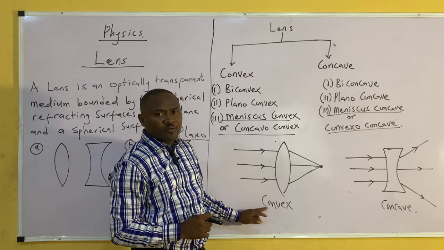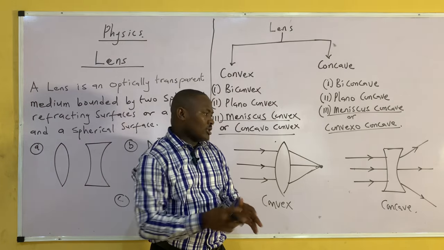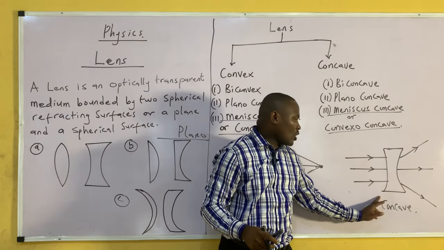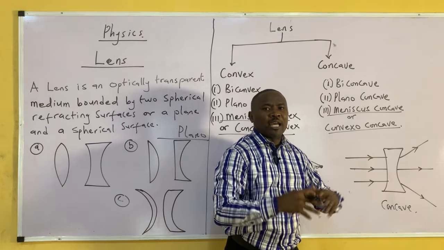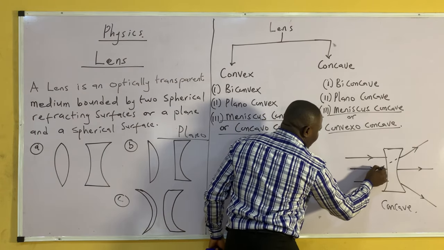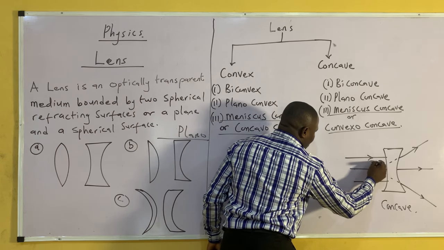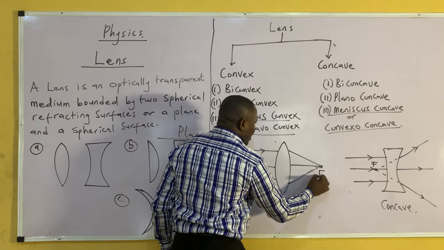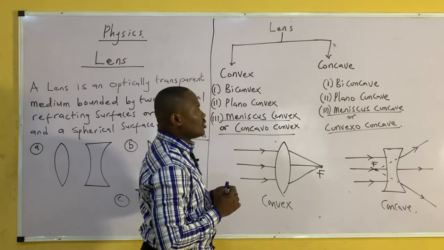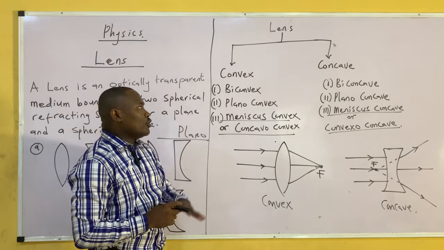So this is a convex lens. It helps to converge rays of light to a point, while this is a concave lens. It helps to diverge rays of light. Now, if this is being diverged, this place becomes the focus. This is our focus. The next thing we'll be doing now is showing you ray diagrams.